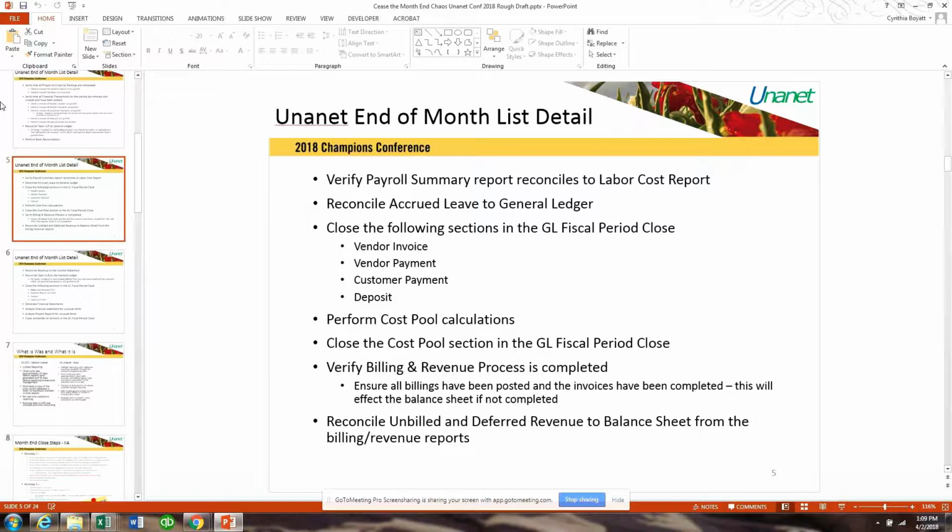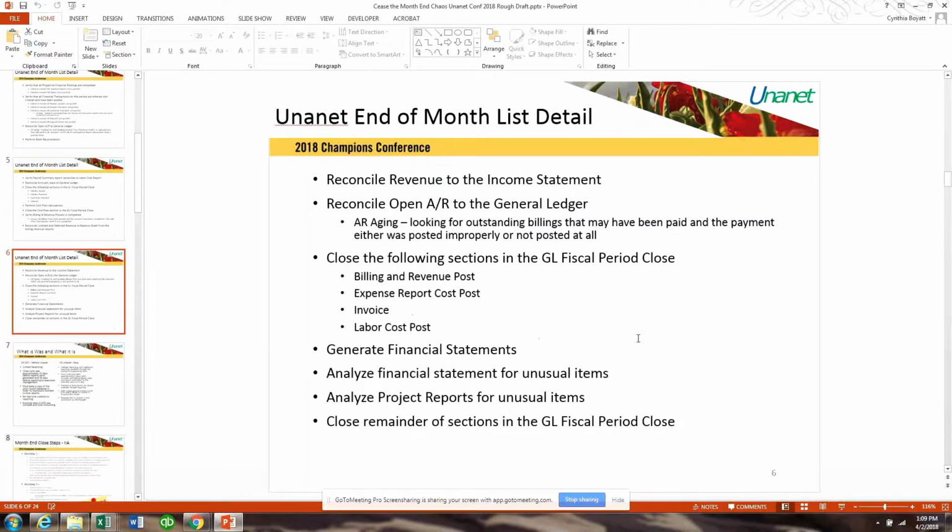Everything is very logical in that you're going to perform everything in chunks that go with each thing that you're doing. Verifying your billing and revenue post is completed. Super simple. Run your revenue post as if you were trying to run an invoice post, and if it's empty, you caught it all. Reconcile your unbilled and deferred revenue to your balance sheet. We do that every month as well. Also, reconciling your revenue to your income statement. So, meaning reconciling the revenue that's found on your JSRs to the revenue that's in your income statement. Big deal, should always balance.